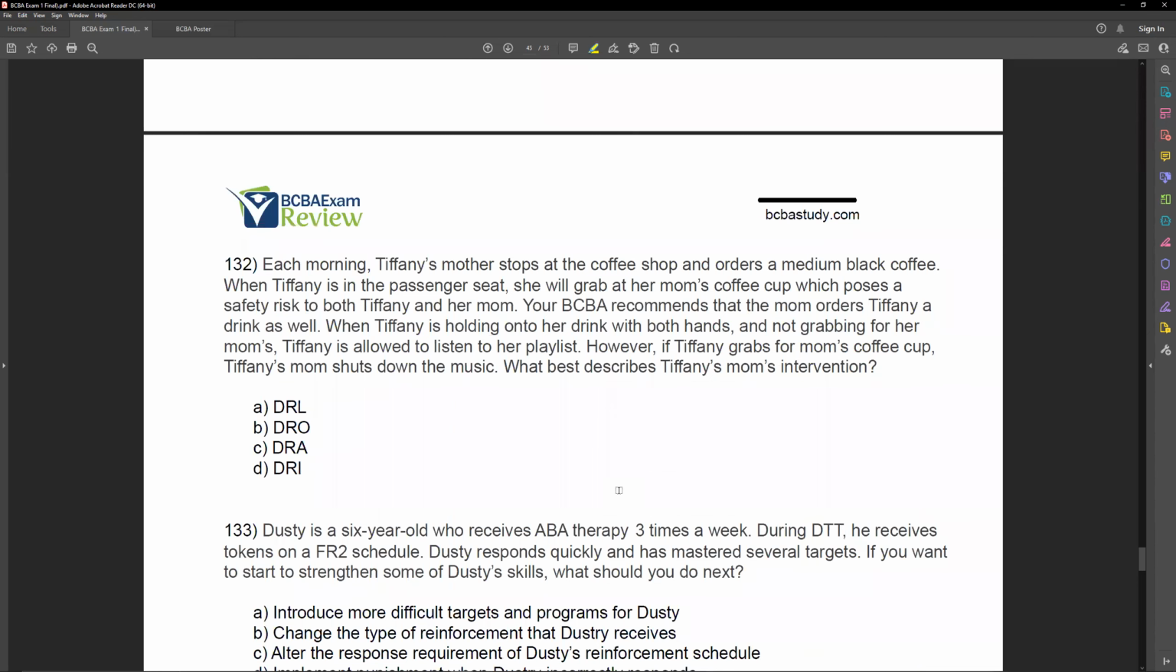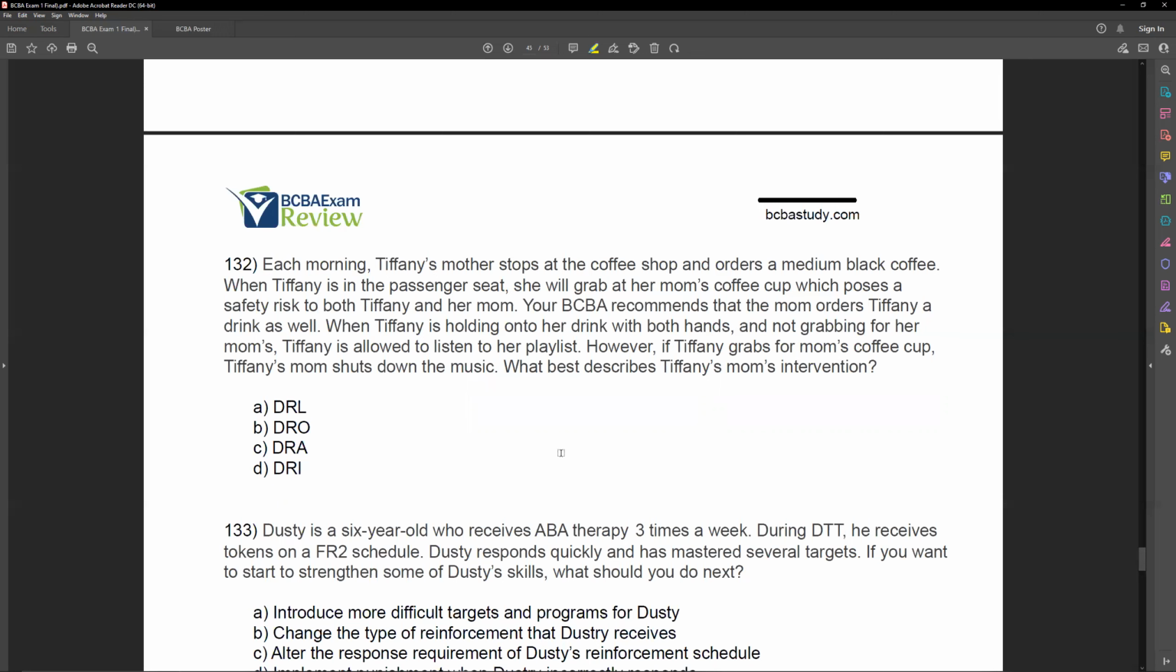132, each morning, Tiffany's mother stops at the coffee shop and orders a medium black coffee. When Tiffany is in the passenger seat, she will grab at her mom's coffee cup, which poses a safety risk to both Tiffany and her mom. Your BCBA recommends that the mom orders Tiffany a drink as well. When Tiffany is holding on to her drink with both hands and not grabbing for her mom's, Tiffany is allowed to listen to her playlist. However, if Tiffany grabs her mom's coffee cup, Tiffany's mom shuts down the music. What best describes Tiffany's mom's intervention?